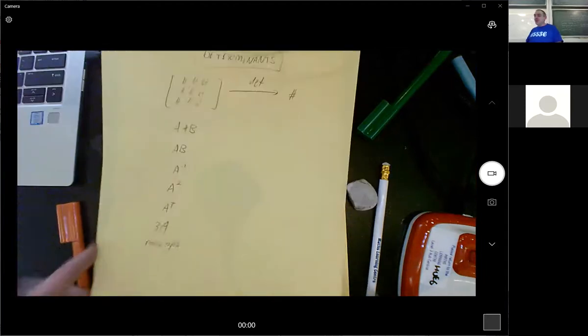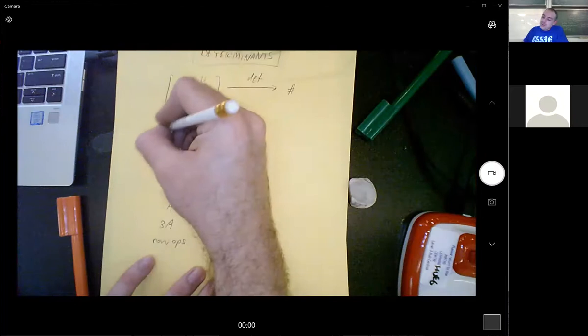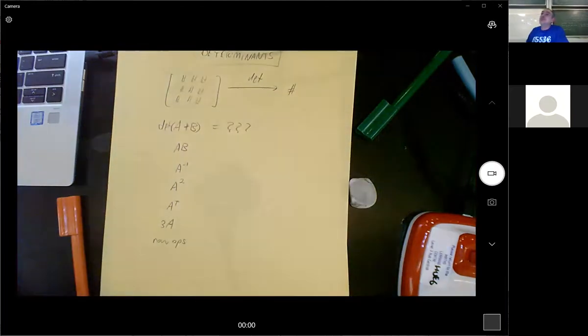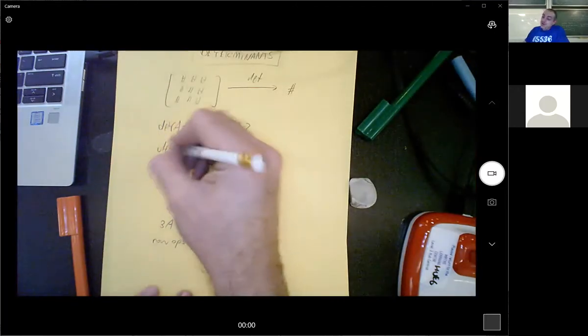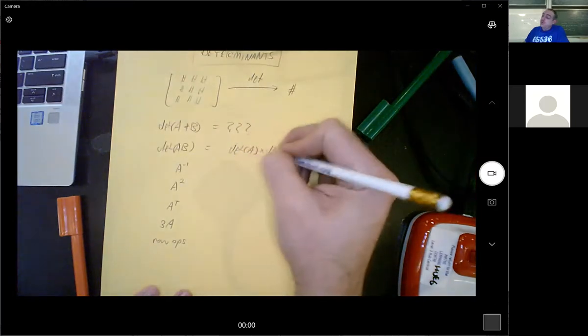So that's what determinants are. In order to answer your problem, we need to know how determinants interact with other things. So the determinant of A plus B, there's no rule for that. Determinant does not play well with addition. So just don't try. The determinant of A times B is the same as the determinant of A times the determinant of B.